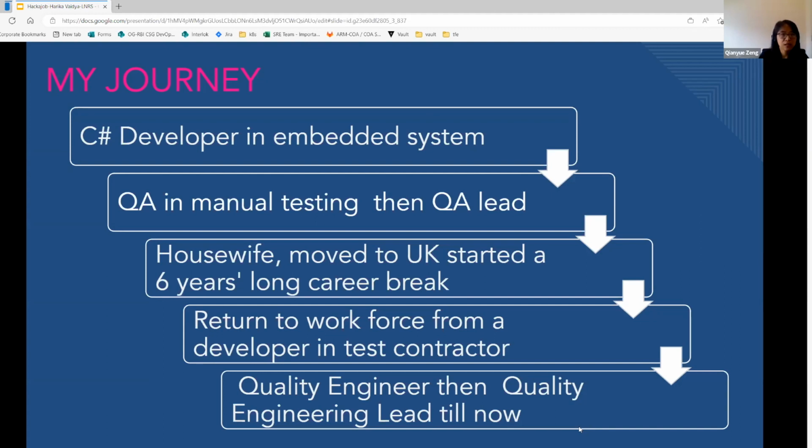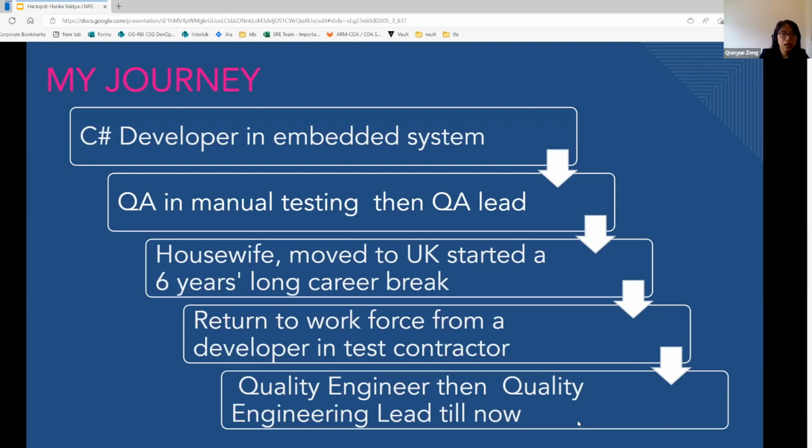And after I did all that preparation, I started looking for some part-time contractor jobs. Luckily, I got a 6-month contractor role as a developer in test. So it gave me some time to warm up and pick up my confidence. So after I finished this short-term contractor role, I felt okay. I now had more idea how to do this work, and I found I can also find a way to balance my work and life.